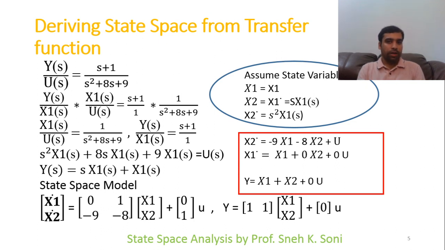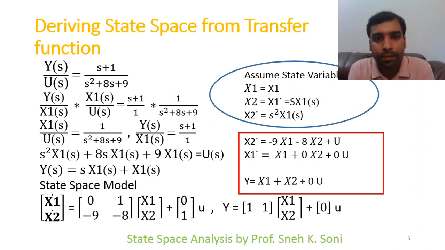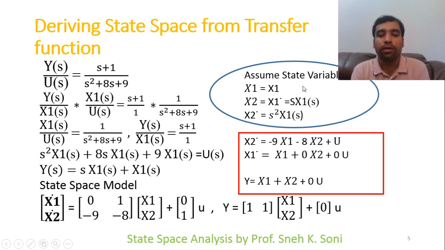Okay, so this is a very important example, because here we are dealing with numerator as well as denominator. In the previous problem we just had a denominator, right? So when you have numerator by denominator, you need to remember this step: we multiply x1 in numerator and denominator, and then y by x1 will be assumed as the numerator, and x1 by u will be assumed as the denominator. This you have to keep in mind, and similarly how to assume state variables is important.